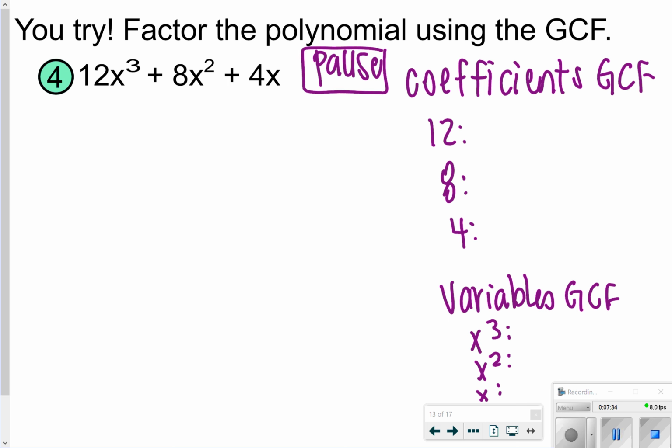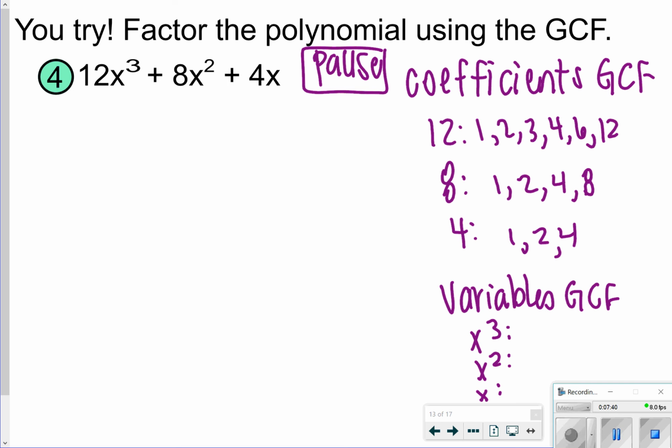Alright, so what I found for the coefficients is the GCF of 12, 8, and 4 is 4. Here's the list of my factors, and notice they all have 4's in common, and 4 is the biggest number. So I know that I'm going to be dividing everything by 4.